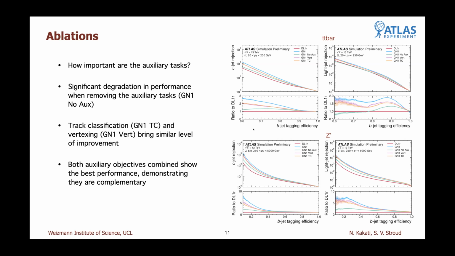But additionally, you have a version of GN1 where it just has the vertexing auxiliary task, a version where you only have the track classification auxiliary task, and also one more version where you don't have any auxiliary task. The message is kind of clear: as you keep removing auxiliary tasks, the performance goes down. If there are no auxiliary tasks, it's the worst performance out of those. And if you combine both the auxiliary tasks with your primary task, you get the best performance, which confirms that the auxiliary tasks are complementary to each other.